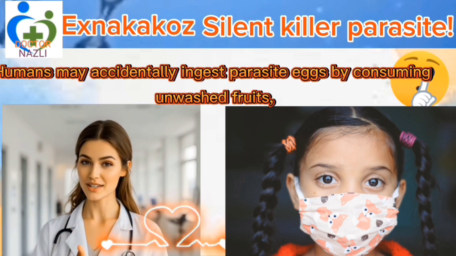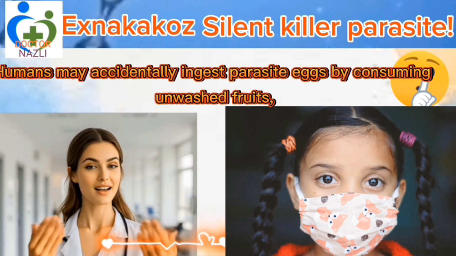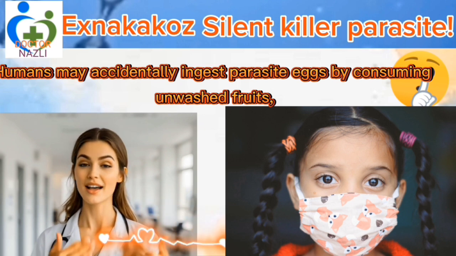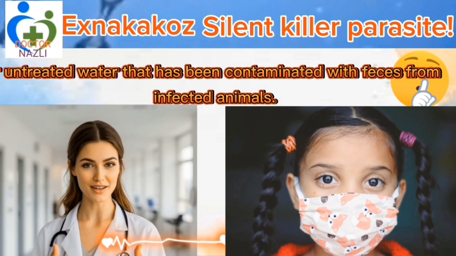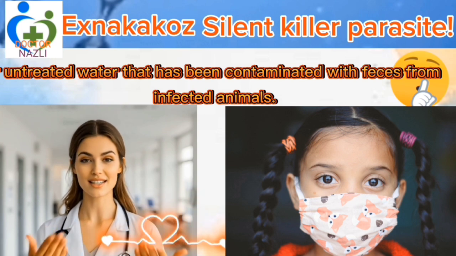3. Contaminated food or water. Humans may accidentally ingest parasite eggs by consuming unwashed fruits, vegetables, herbs, or untreated water that has been contaminated with feces from infected animals.